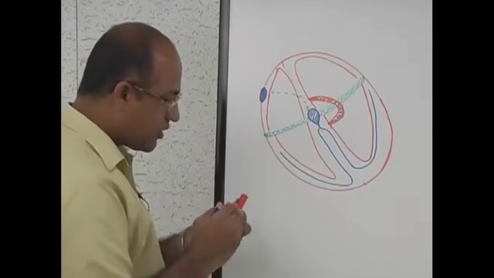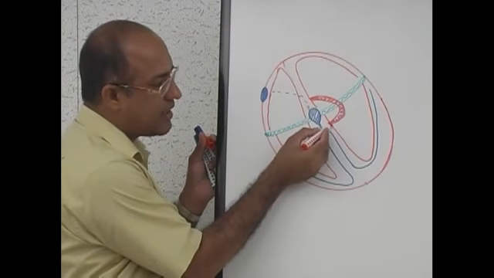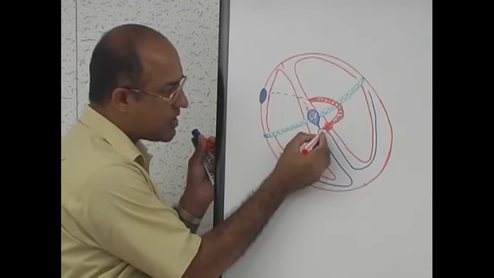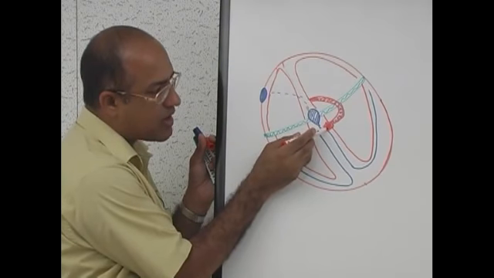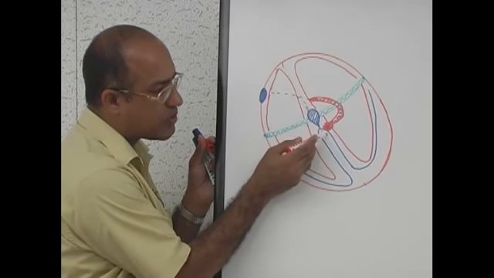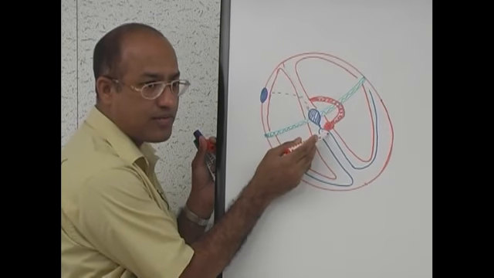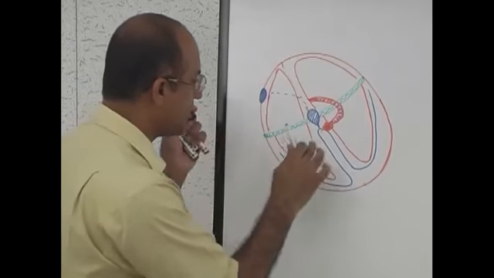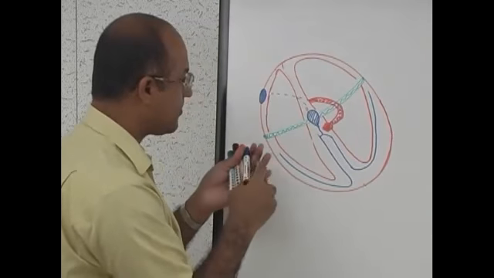Now, when current reaches through the bundle of Kent here, before reaching, look here please, concentrate on this area. This is a piece of myocardium which is connecting the bundle of Kent with the fast conduction pathway. Right. Now, the bundle of His. Okay, we can make it like that. This is the bundle of His.